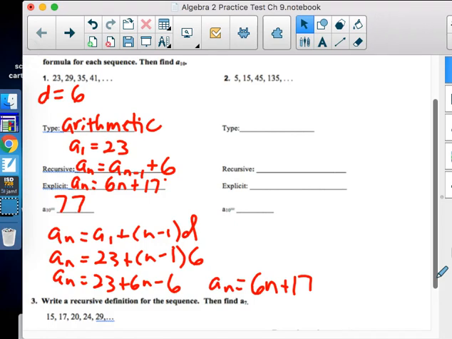Alrighty. Problem number 2. Are they adding the same amount every time? No, because 5 to 15 is plus 10, and 15 plus 10 is 25, not 45. Are they multiplying by something? What are they multiplying by? 3. Making it what type? Geometric.